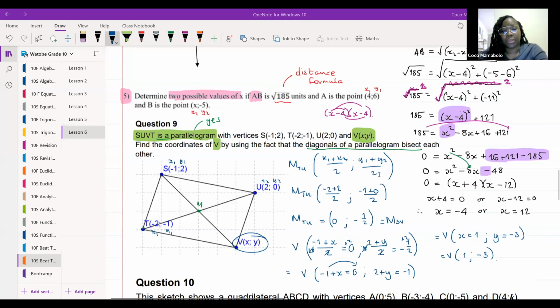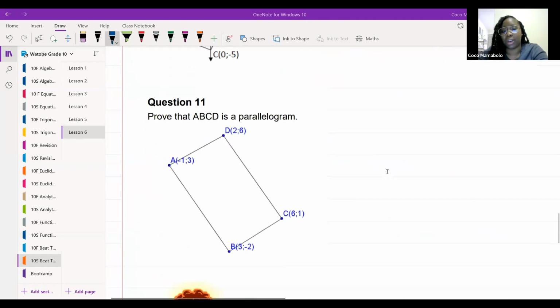All right, let's look at this next question. Now, let's look at question 11. Question 11 says, prove that ABCD is a parallelogram. Look at what they've given us, guys. They've given us a quadrilateral, and all they've given us is coordinates. Does anybody think they can venture for us which properties of a parallelogram we can use in order to prove that this is a parallelogram? Before we even go there, I'm going to ask you again: can we use the properties of a parallelogram to prove this?